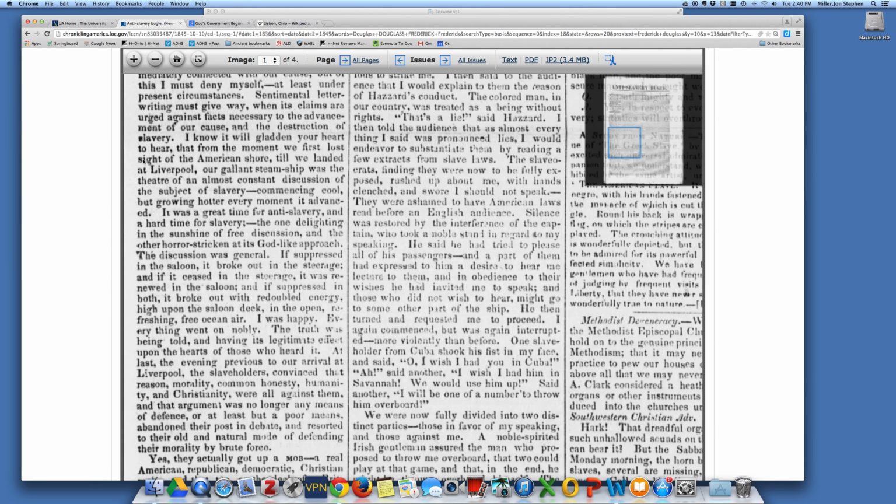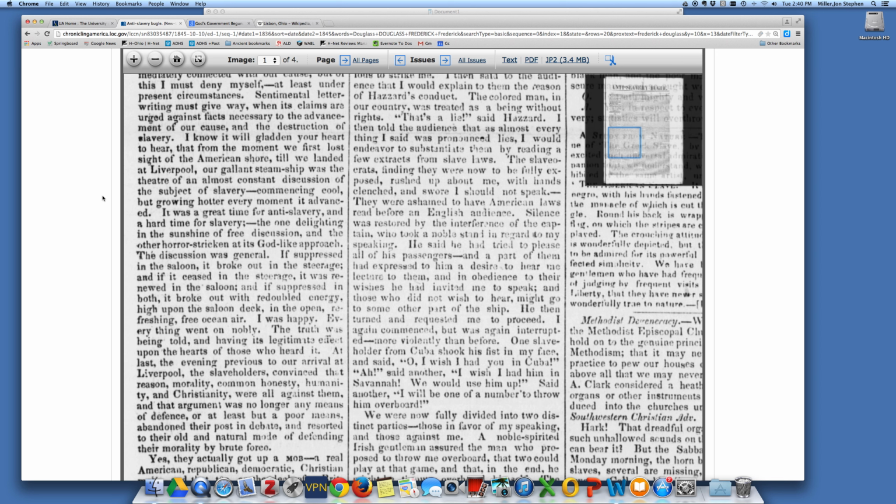I know it will gladden your heart to hear that from the moment we first lost sight of the American shore till we landed at Liverpool, our gallant steamship was the theater of an almost constant discussion of the subject of slavery, commencing cool but growing hotter every moment it advanced. It was a great time for anti-slavery and a hard time for slavery, the one delighting in the sunshine of free discussion, and the other horror-stricken at its godlike approach.